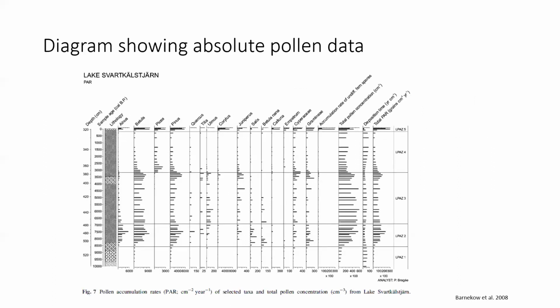And then here is a diagram showing absolute pollen data. Rather than changes in the species composition, we can see, for example, that over time there's a decrease in the biomass of birch and pine, while there's an increase in the biomass of spruce, which can also be seen in the composition, but this gives additional information that there's actually a change in the biomass of different species in the area.